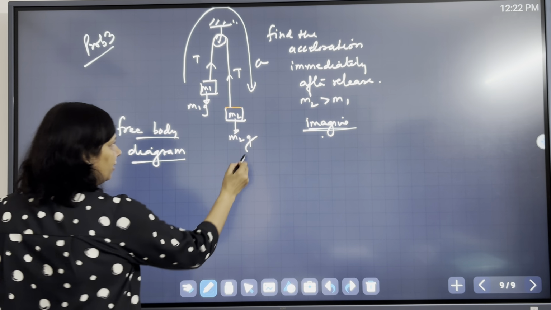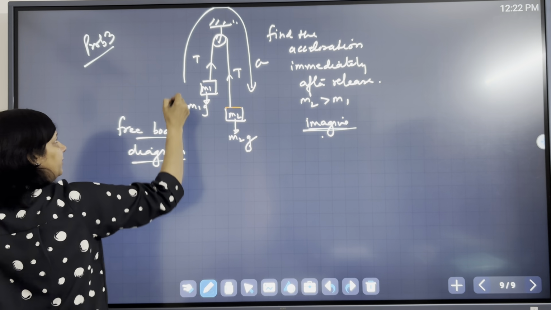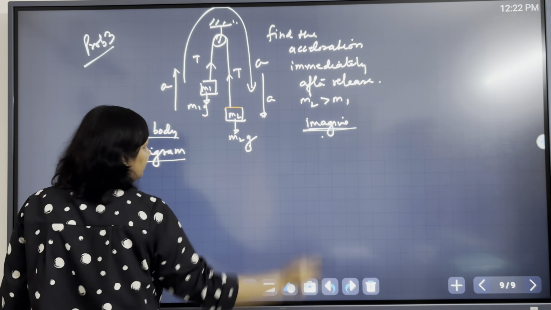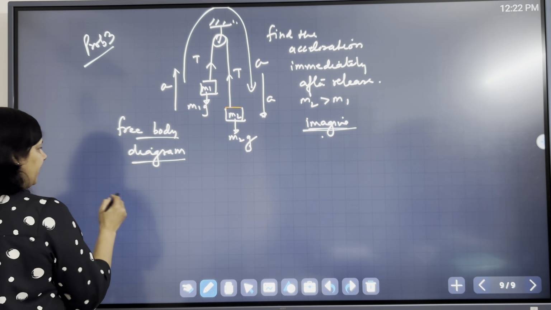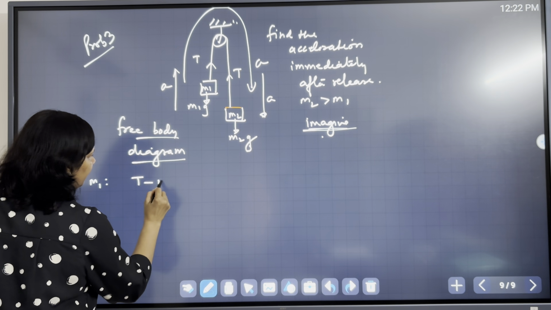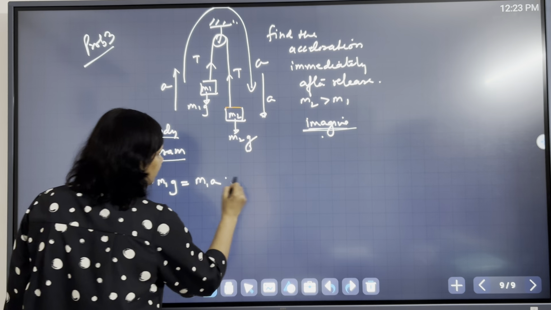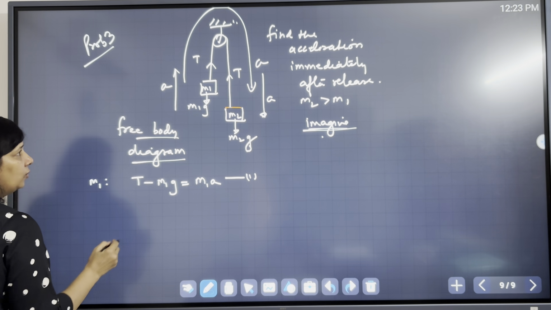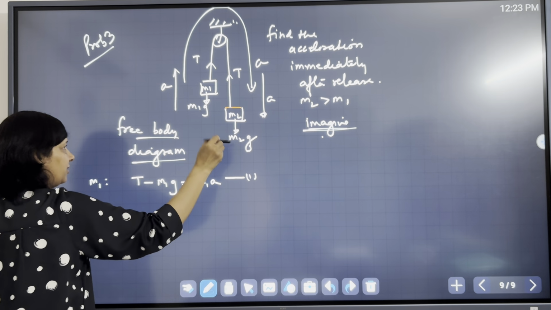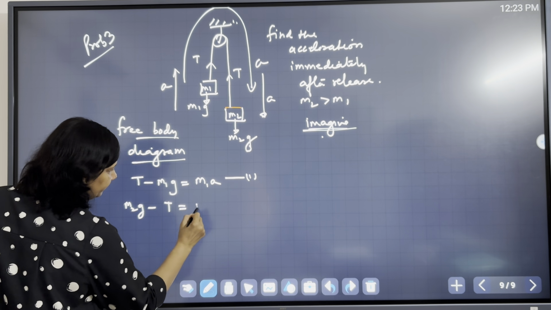Okay? So this is going up, right, going up with an acceleration A. This is going down with an acceleration A. So for M1, the equation is T minus M1G is equal to M1A, equation number 1. For M2, it is going down. So the direction of net force is downwards. M2G minus T.